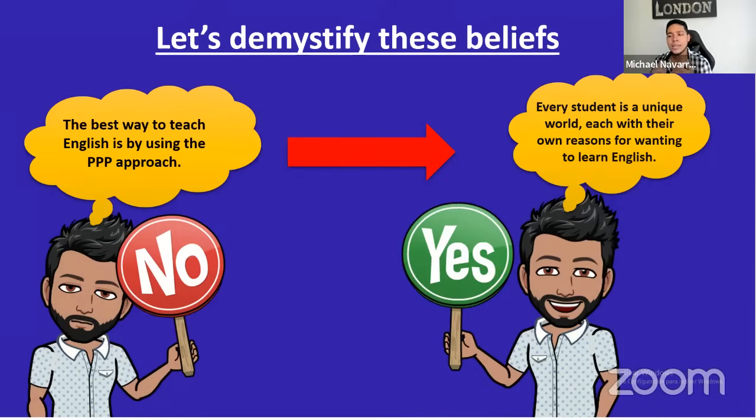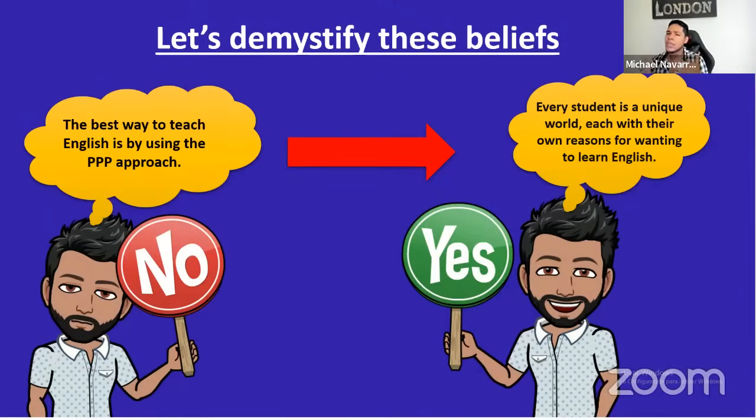But maybe there are students who want to learn English for different reasons. And maybe there are students who prefer to speak, or there are students who want to practice maybe their pronunciation or speaking skills, and you'd better use a different approach, right? So I wouldn't say that the best way to teach English is by using one methodology. Sometimes it's a combination of more than one methodology. The eclectic approach, for example, right?